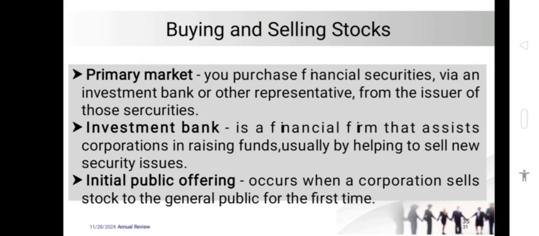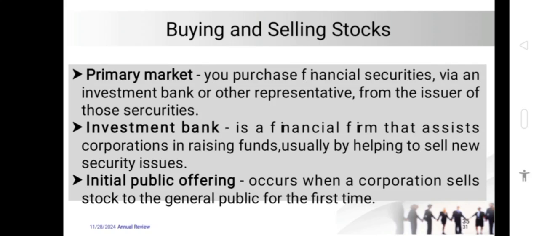Next is initial public offering. What is an initial public offering? It is the process by which a private company offers its shares to the public for the first time, transitioning to a publicly traded entity. The primary purpose of an IPO is to raise capital to fund growth initiatives such as funding operations, developing new products, or paying off debt.